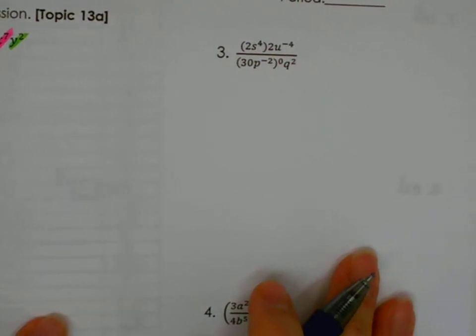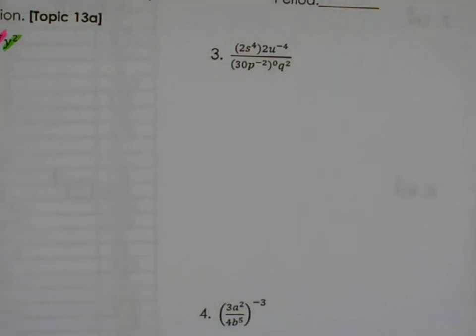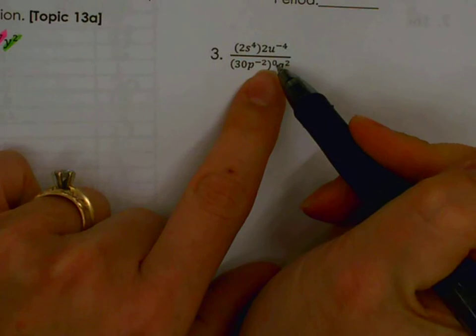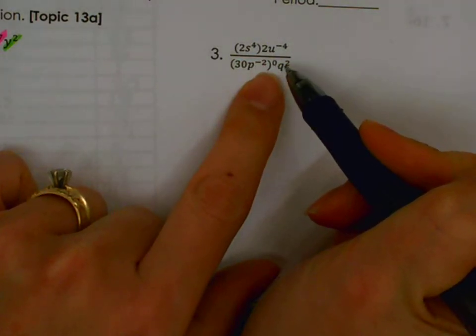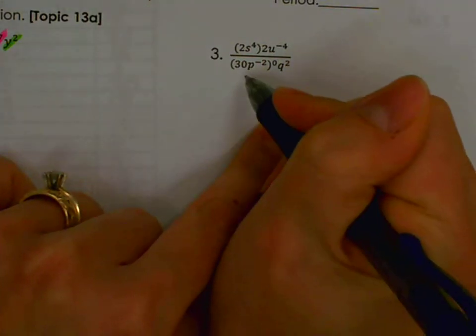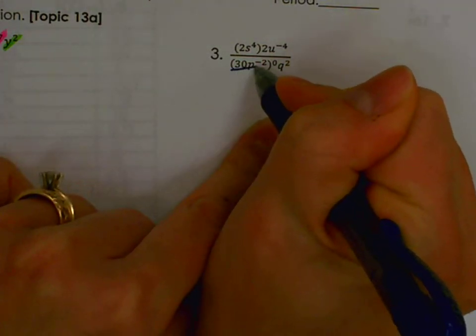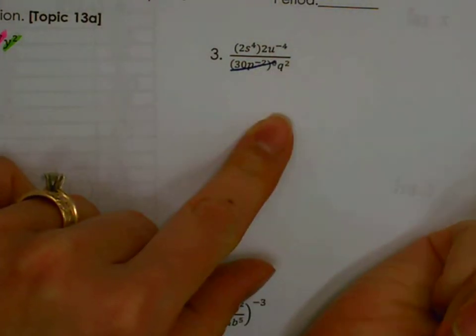All right, number 3. First of all, I see that I have something to the 0 power, and anything to the 0 power is 1. And because this whole thing is in parentheses, this whole thing is 1. So I'm actually going to cross it off because it's 1.